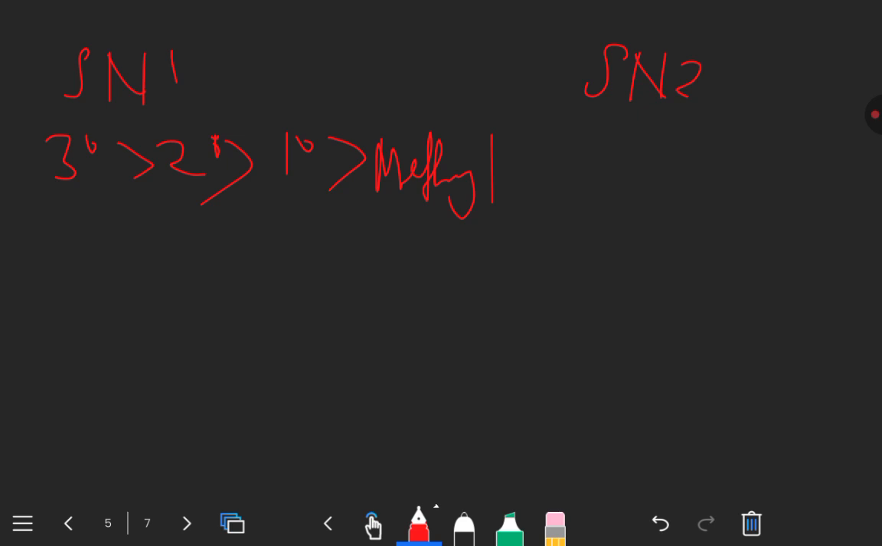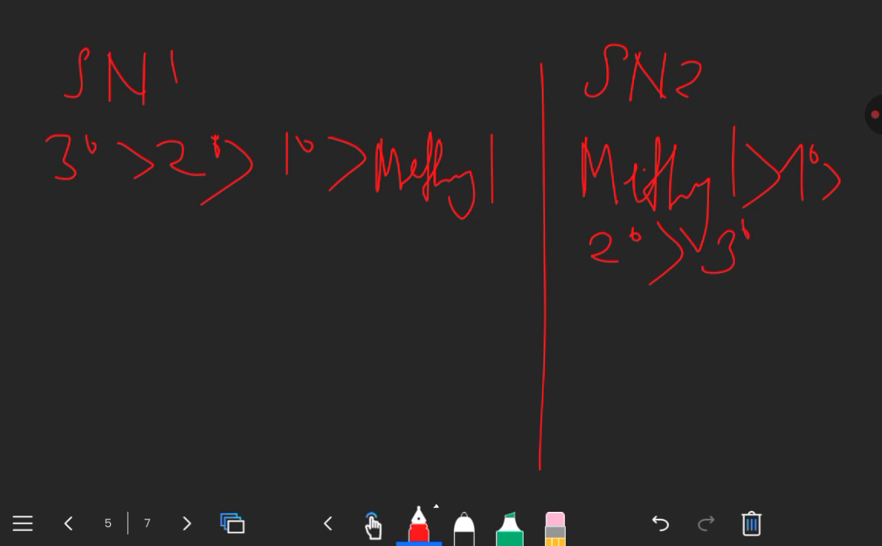But when you're talking about the SN2 reaction, it favors substrates which contain methyl, then it goes to primary carbons, then to secondary carbons, then to tertiary carbons.